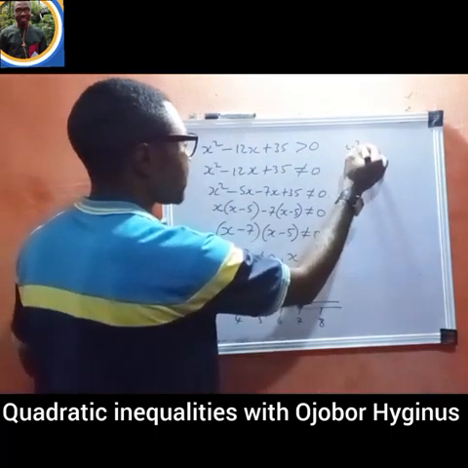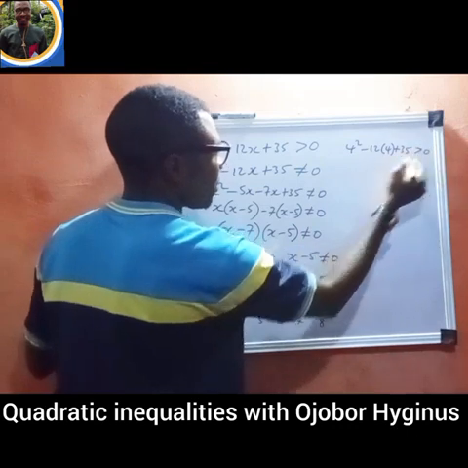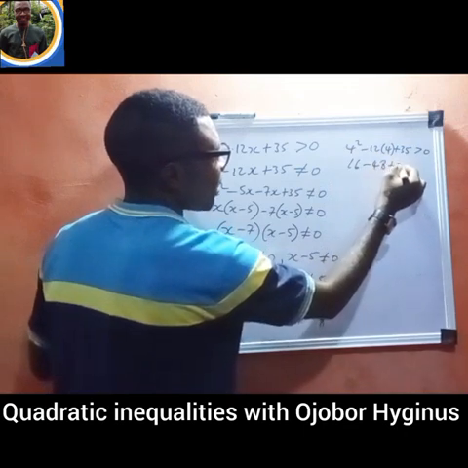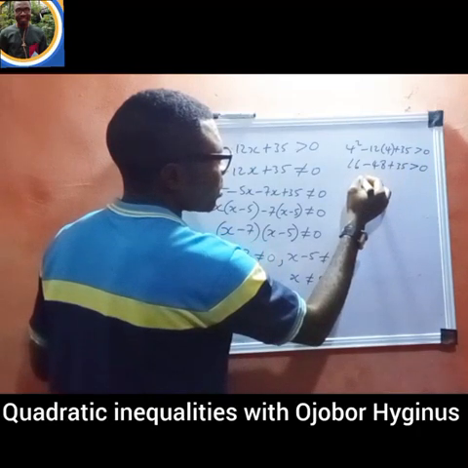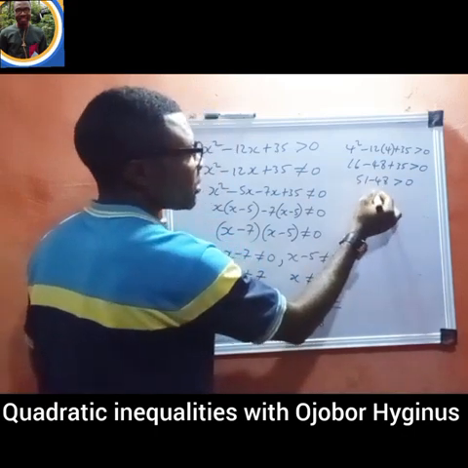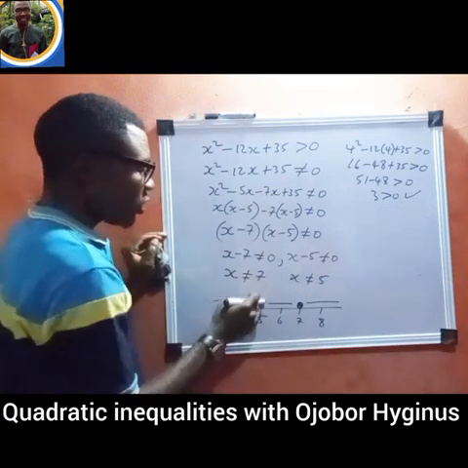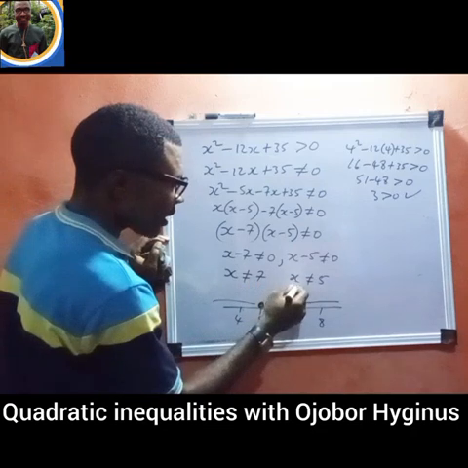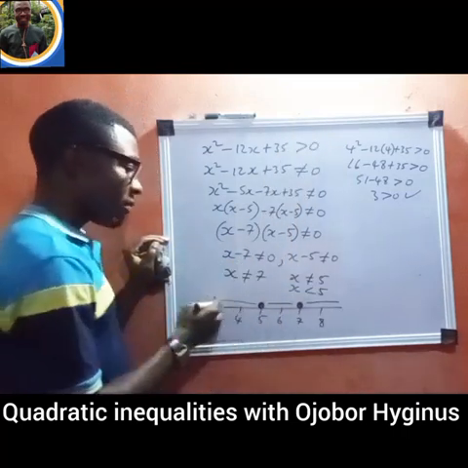Let's check. 4 squared minus 12 times 4 plus 35, is it greater than 0? Let's see. 4 squared is 16, minus 12 times 4 is 48, plus 35, is it greater than 0? 16 plus 35 will give us 51 minus 48, is it greater than 0? 51 minus 48 is 3, greater than 0. This is correct. So this place is correct. That means if we use any number less than 4, less than 5 is correct. So we can say x is less than 5, irrespective of what you have here. x is less than 5 is satisfied here.